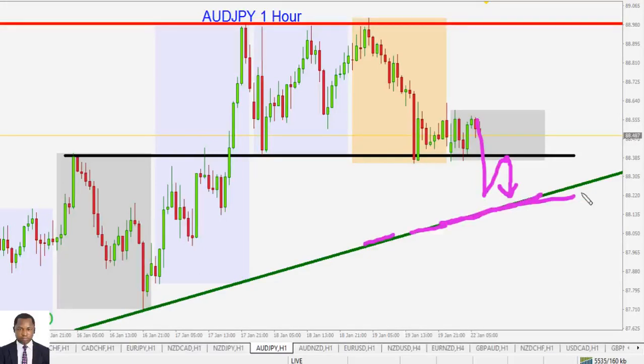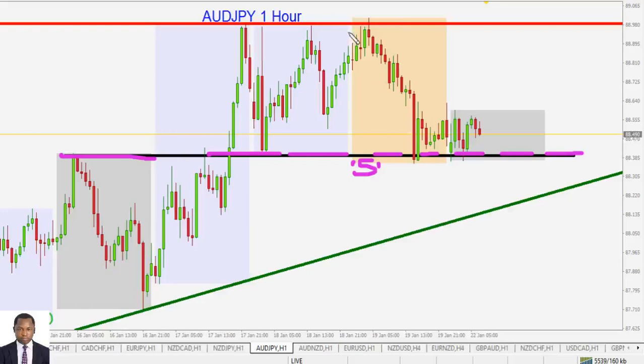This is a key level of support, but price is reacting off the daily level of resistance, so it is likely to go back down. So just keep that. Do not go long on that pair for now.